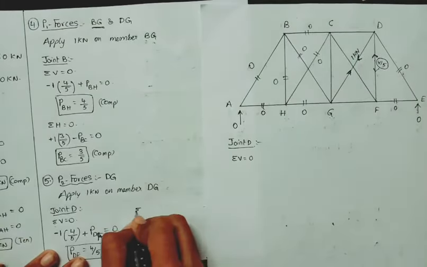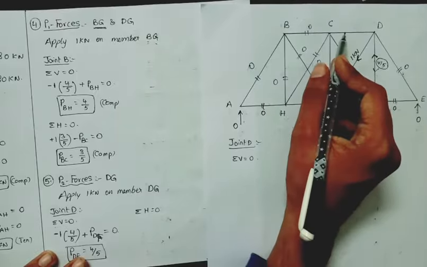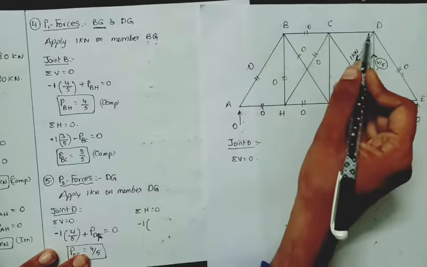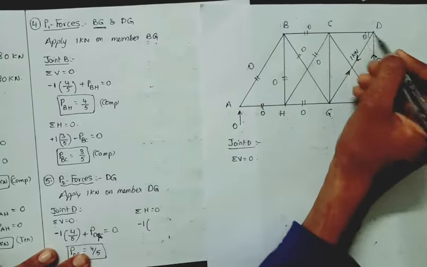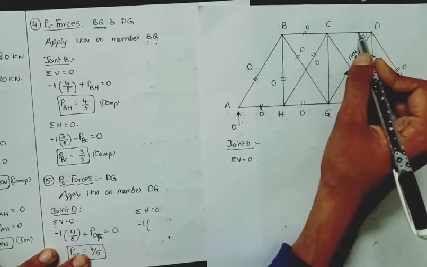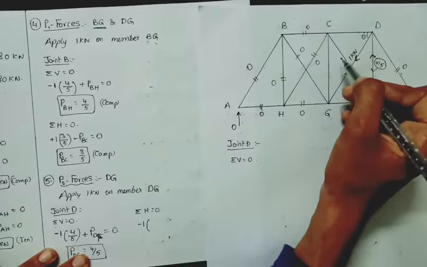So, at the same joint, I will apply sigma H equal to 0. This 1 kilonewton, after resolving horizontally, will be in the left side direction. So, minus, and here is the theta, okay. After resolving horizontally, it will be the cosine component, cos theta. Cos theta equal to adjacent side by hypotenuse, 3 by 5.